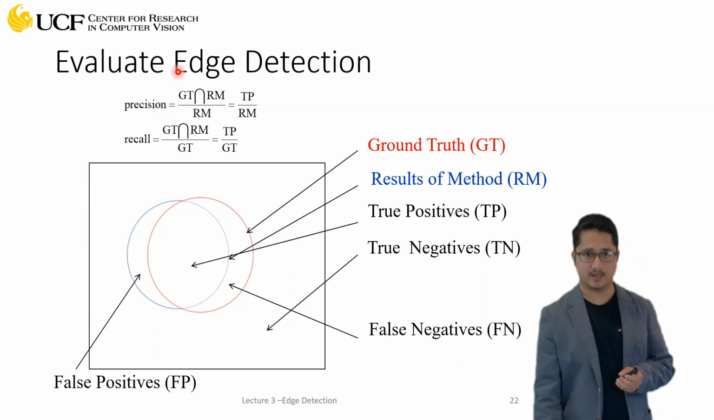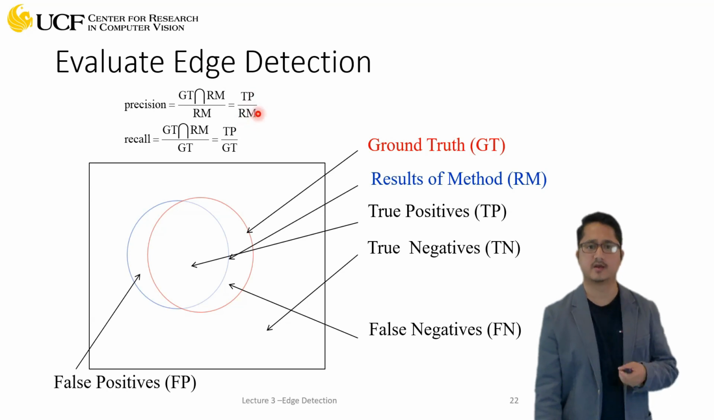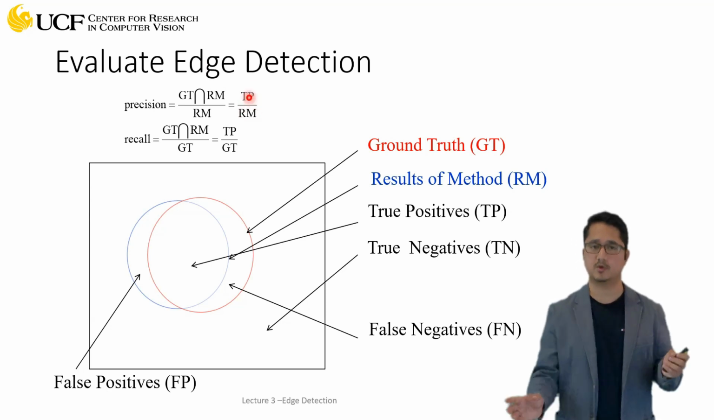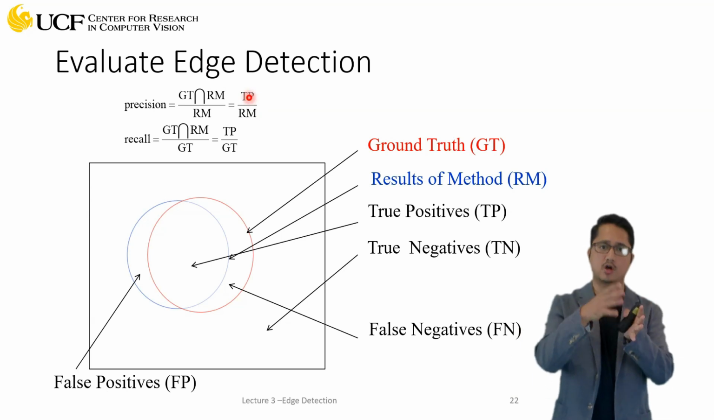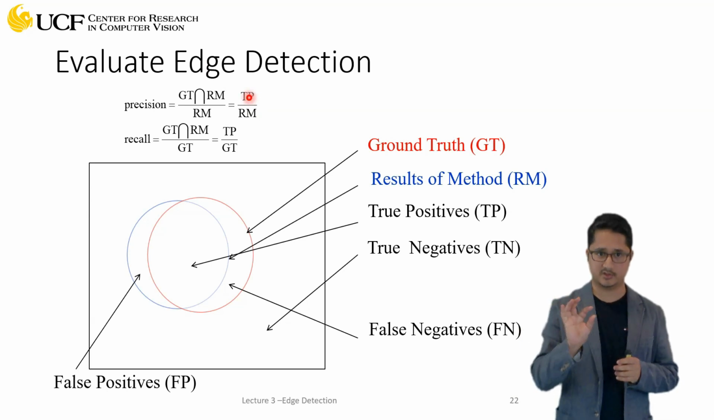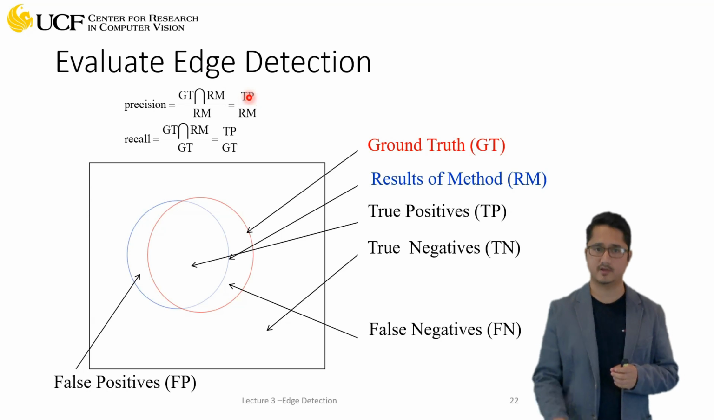And that's exactly what is being shown here: true positive over the results of the method. So for example, your method said 100 of these were edges, so that's the result, but actually only 50 of them were edges. That will be the true positive. So then your precision will be 0.5, or you can say 50%. It's about what your method is saying and how much of that is correct. That's precision. Recall is slightly different.